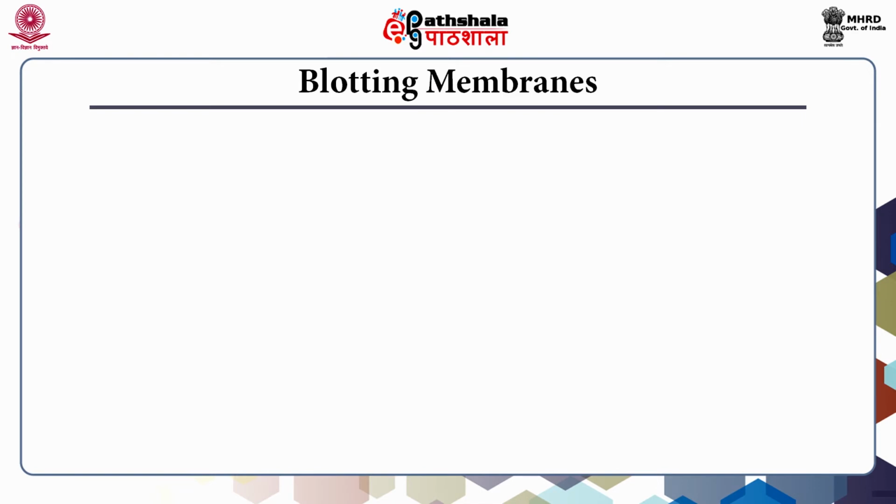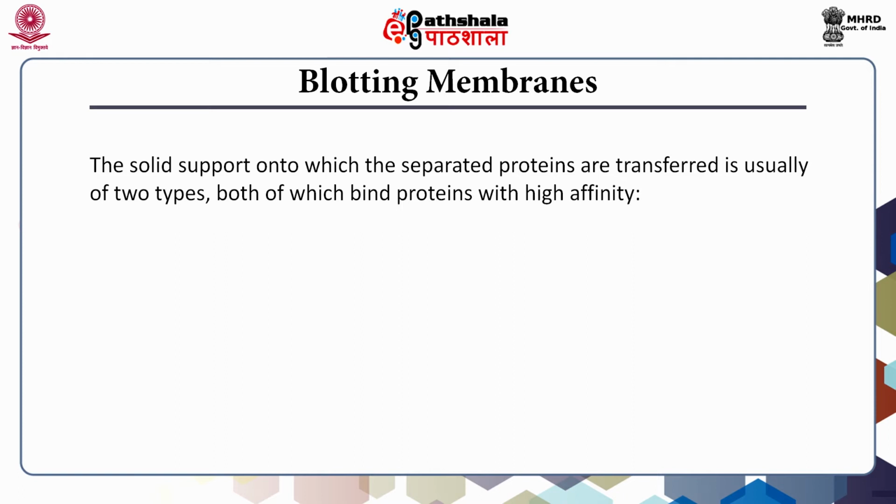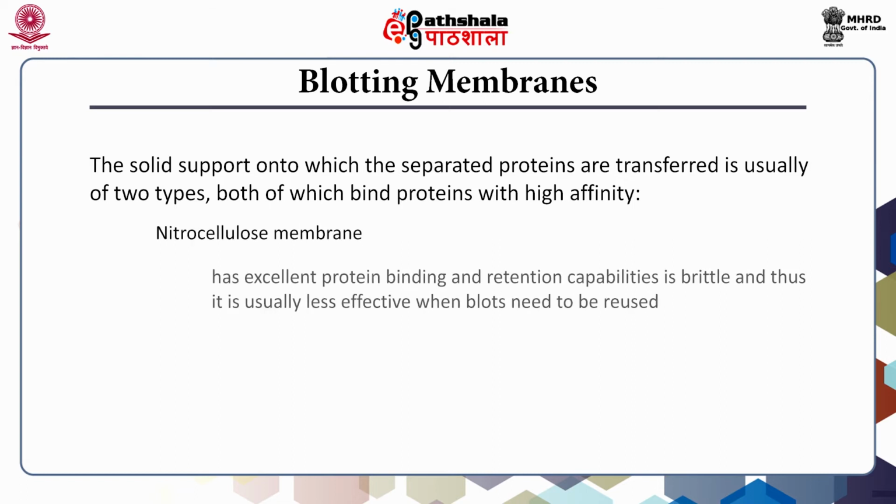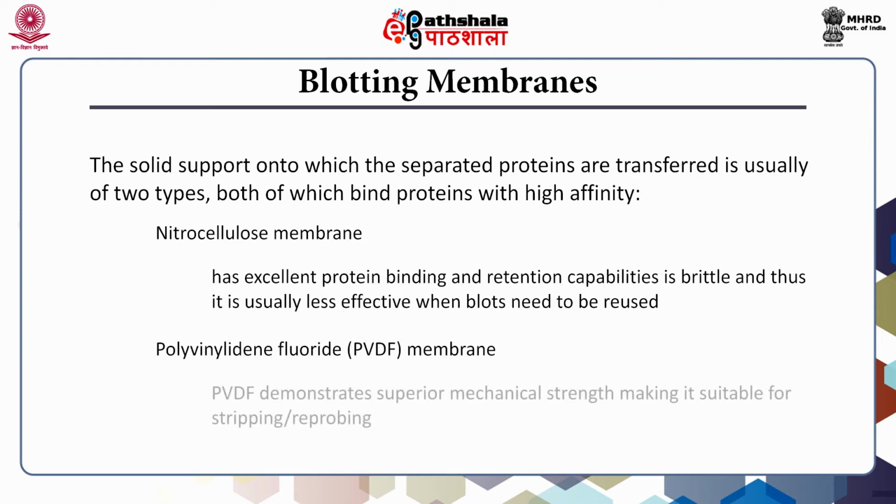So, what are the different blotting membranes which we can use in the process? The solid support onto which the separated proteins are transferred is usually of two types, both of which bind proteins with very high affinity. Nitrocellulose membrane has excellent protein binding and retention capabilities, but is brittle and thus usually less effective when blots need to be reused. Whereas PVDF membrane demonstrates superior mechanical strength, making it suitable for stripping or reprobing.